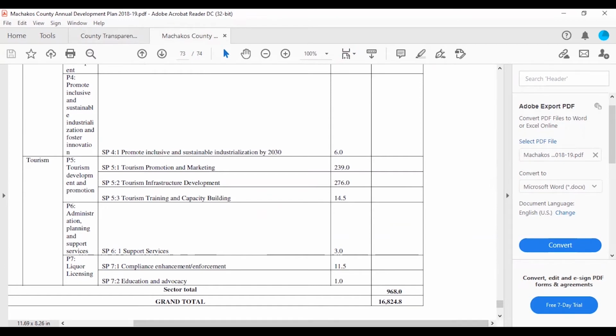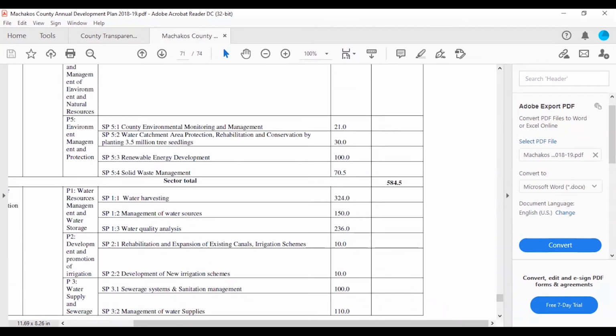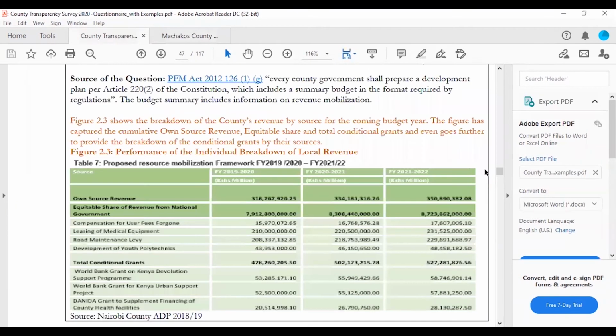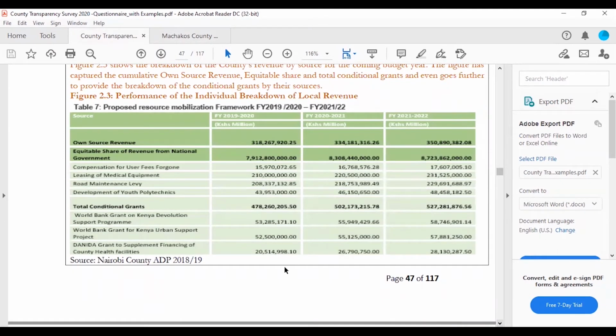So as you can see, they have not given us that data for us as budget champions to know this information. So the information that they should have given us is, what is their proposed resource mobilization framework for that financial year and for the medium term? And it should have looked like this. As you can see, let me stop sharing that one so that I can now share with you the other one.